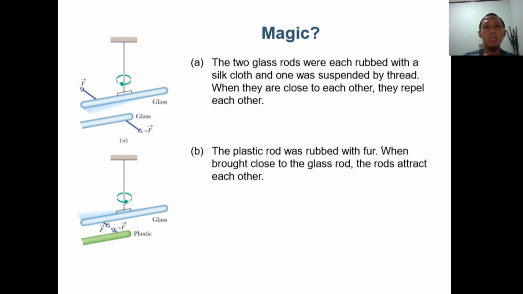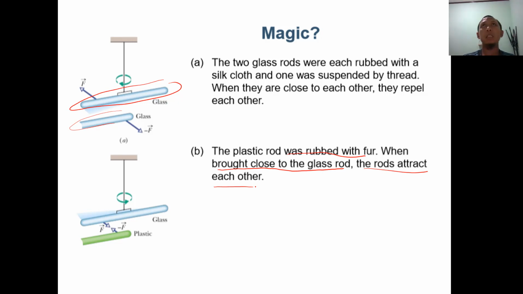If we have two glass rods like this one, rubbed with a silk cloth, and one was suspended by thread, when they are close to each other, they repel each other. And then when the plastic rod was rubbed by fur and brought close to the glass rod, the rods attract each other.